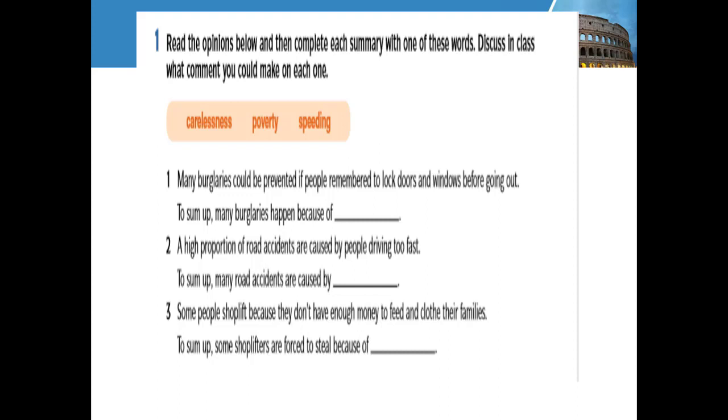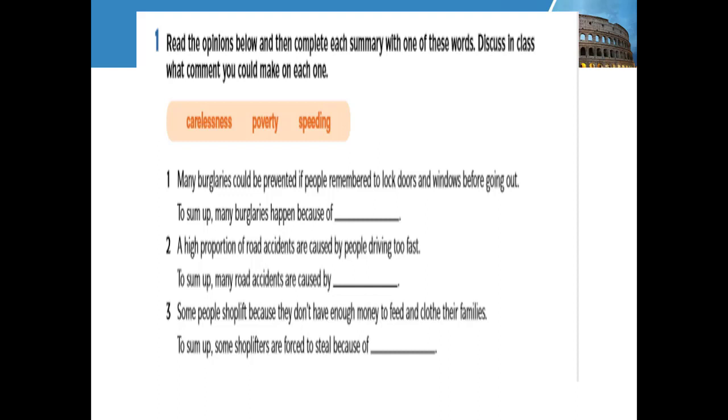So let's have a look at the first activity. Read the instruction of activity 1. Read the opinion below and then complete each summary with one of these words. Discuss in class what comment you could make on each one. So there are two parts to the task. Firstly, you should complete the summaries with the words in the orange box, and then the second task is you should discuss, or at least write, what comment you could make for number 1, 2, and 3. The first word is carelessness, the second word is poverty, and the third one is speeding.